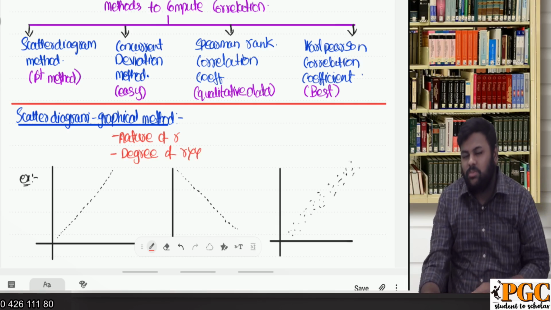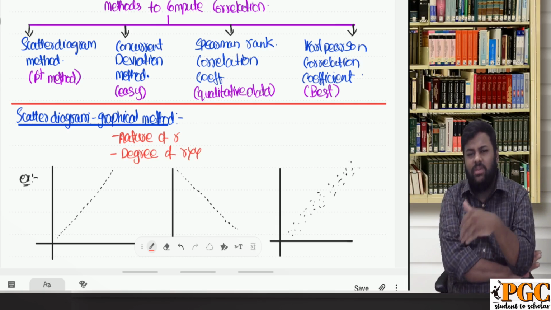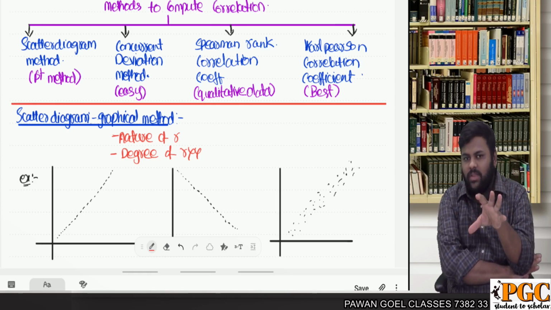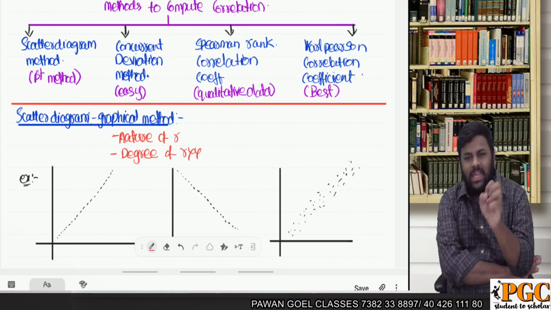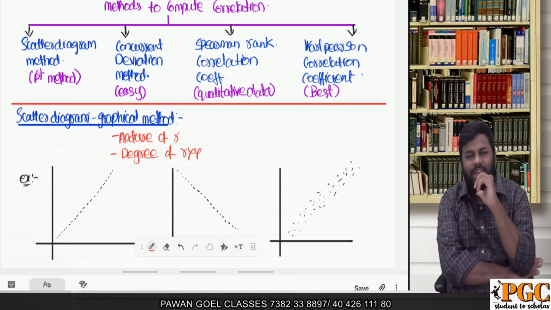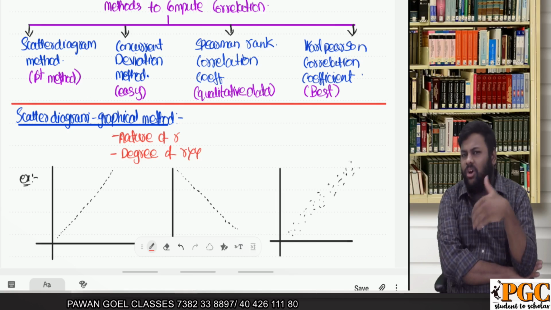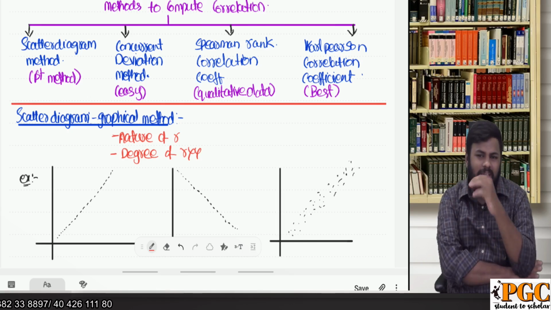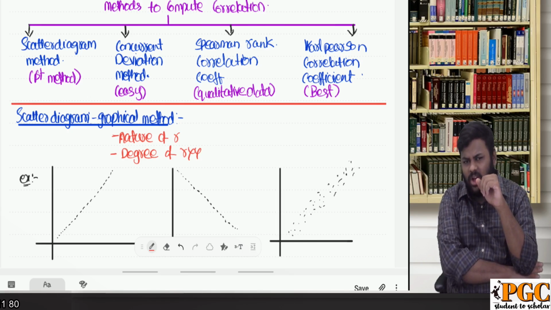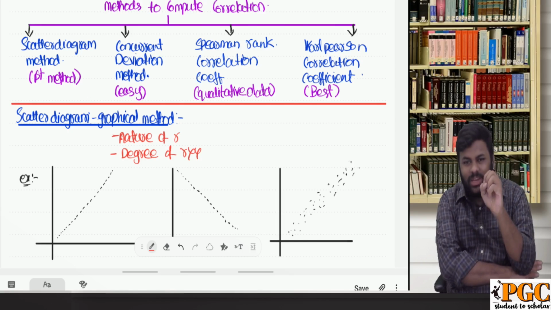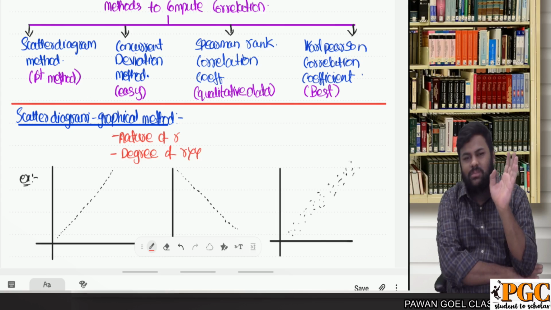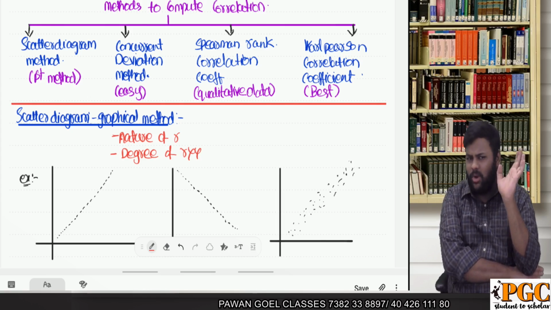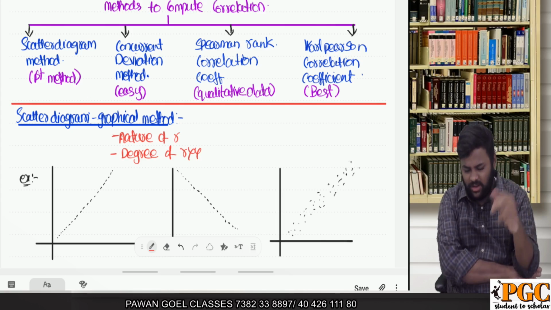Means what we are supposed to do in this method is take variable x and variable y and plot them in a graph. When we have plotted them in the graph, we can just say either they are positively related or negatively related, that's it. We cannot measure to what extent they are positively or negatively related. Okay. So basically only nature can be calculated, my dear friends, but the degree of correlation cannot be calculated. I hope the basic point is clear, right? Shall we proceed further? Yes.